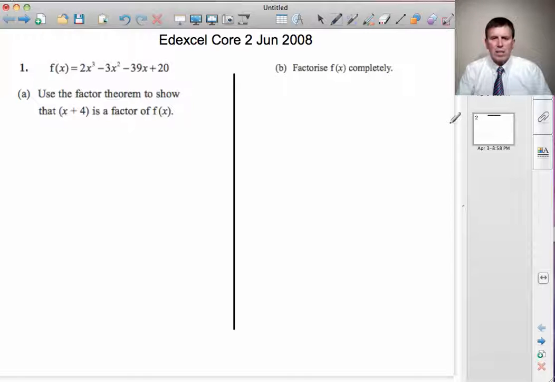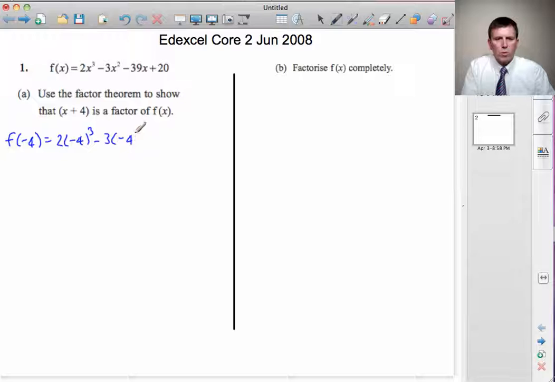Now the factor theorem says that if x plus 4 is a factor of f(x), then f of minus 4 will be 0. The minus 4 is the value that makes the bracket 0. So let's have a look at f of minus 4. f of minus 4 is equal to 2 multiplied by minus 4 cubed, minus 3 multiplied by minus 4 squared, minus 39 multiplied by minus 4, plus 20.